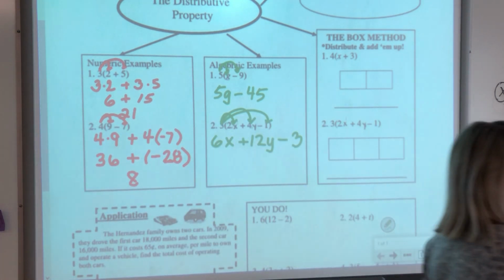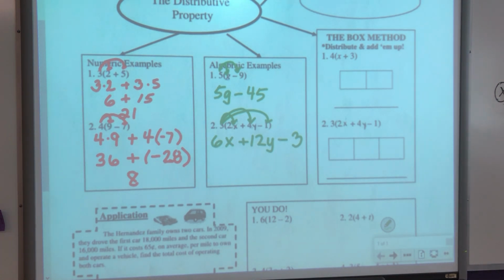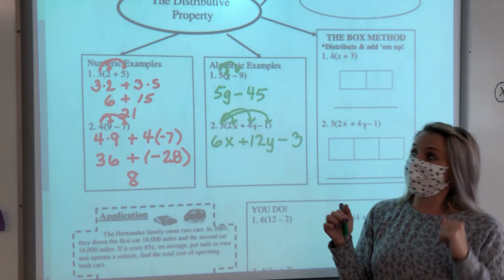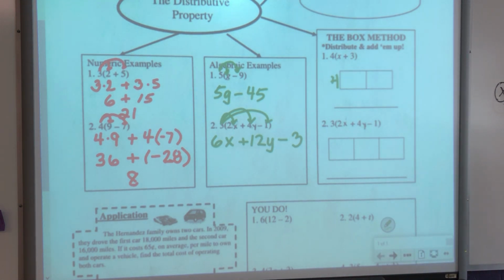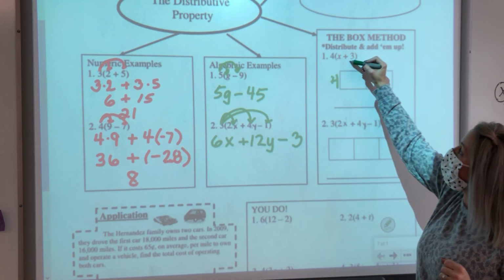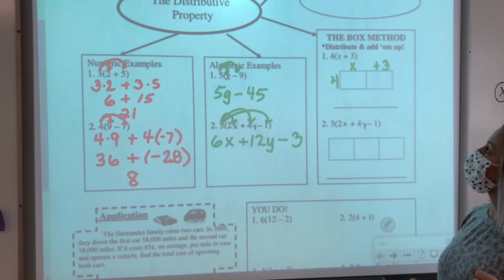So another method that we can use for the distributive property is the box method. Now you might remember the box method from elementary school, where we broke down numbers into tens and ones, or hundreds and ones, or hundreds and tens. And we put them in boxes, and we did our multiplication that way, and then added. So it's very similar to that. Our coefficient goes on the outside, and then what's in the parentheses goes up top. So x plus 3.